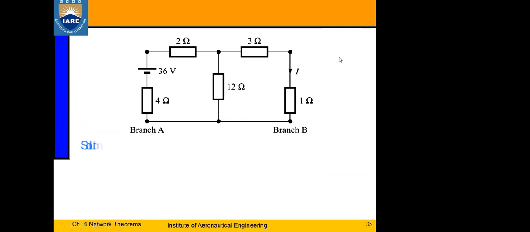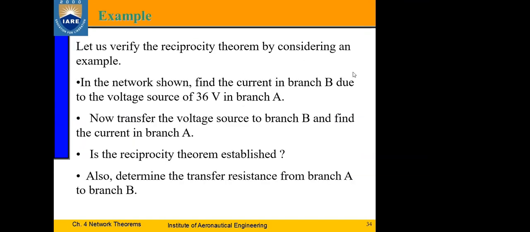We'll consider the same example which I gave you. Let's verify that by considering this example. In the network shown, find the current in branch B due to the voltage source of 36 volts in branch A. Now transfer the voltage source to branch B and find the current in branch A. Also determine the transfer resistance from branch A to branch B.